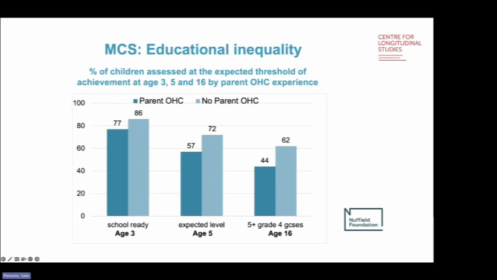So this graph shows the raw association between parent out-of-home care experience and education outcomes in their children in the preschool years, at school entrance and in GCSE examinations at the end of year 11. We see that although the majority of children were assessed as being school ready at 3 and were at or above the expected level in the early years assessment by teachers, and actually went on to gain the threshold of 5 or more grade 4 to 9 GCSEs at 16, the raw percentages show evidence of educational disadvantage amongst children of care leavers at each stage, with actually the gaps increasing over time.